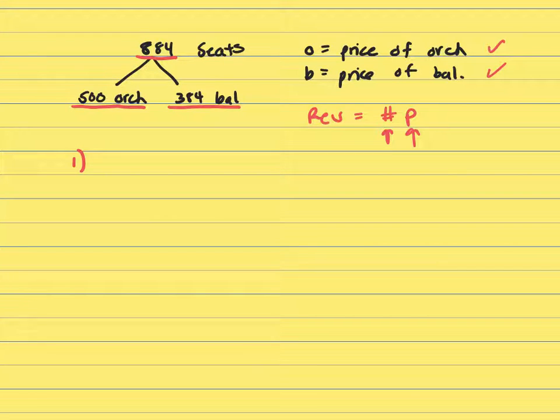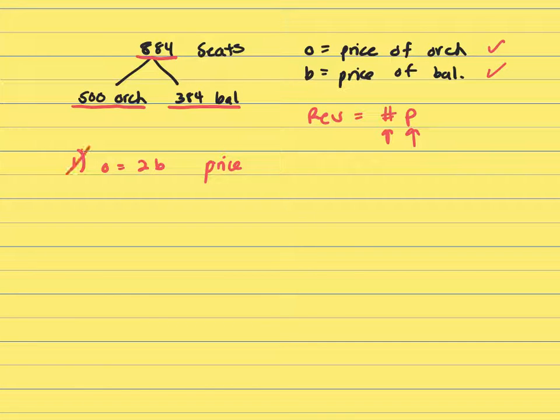So in clue 1, the price of an orchestra seat is twice the price of a balcony seat. So O equals 2 times B. So this tells me about the price, but I have no idea how many tickets were sold.